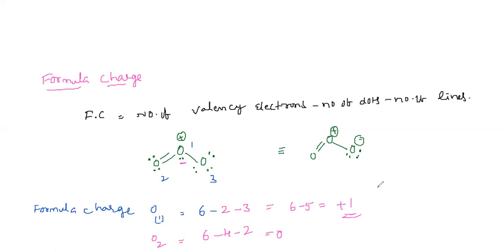Whereas in the O3 molecule, for the third oxygen, six minus the lone pairs, 1, 2, 3. So here also six, and the number of bonds is 1. Six minus one, it is minus 1. That's what we wrote, it is minus 1. Minus 1 and plus 1. This is the formal charge of any molecule.